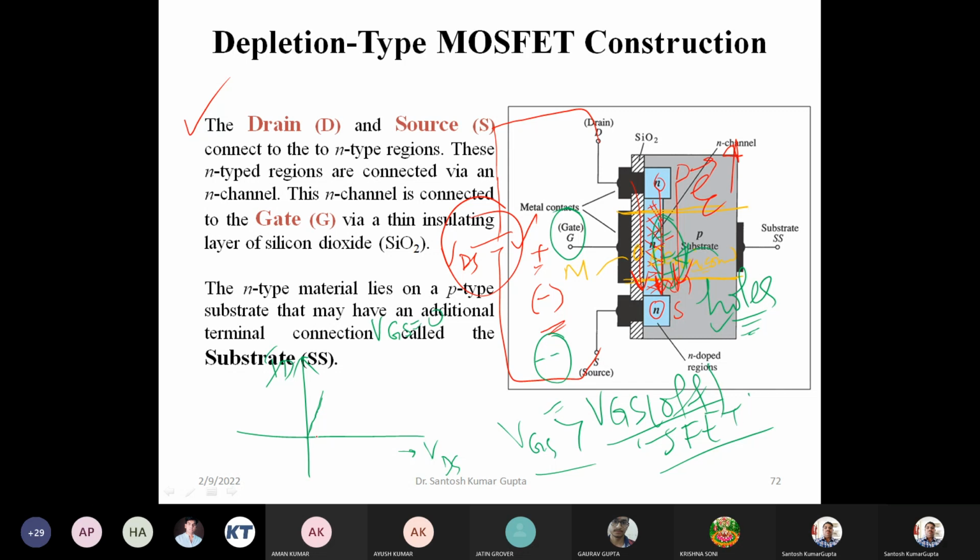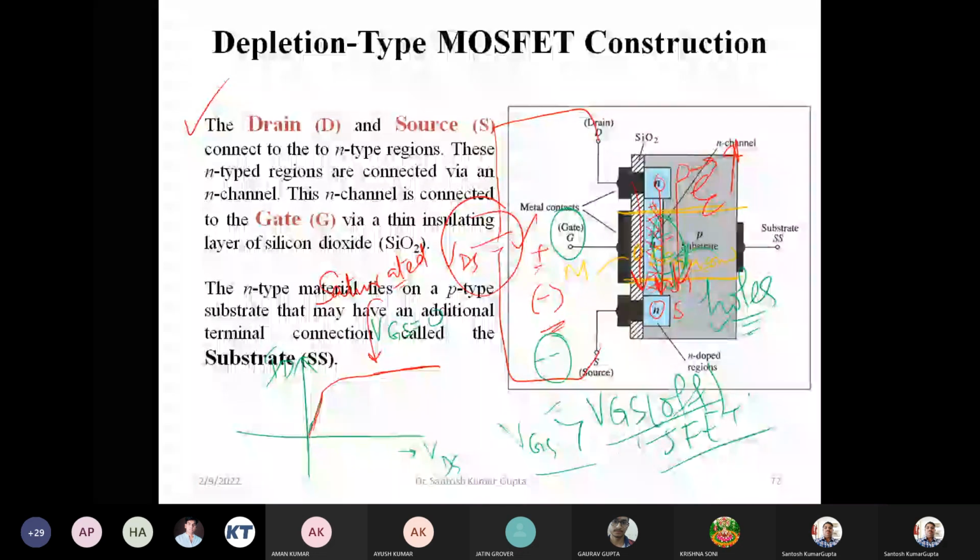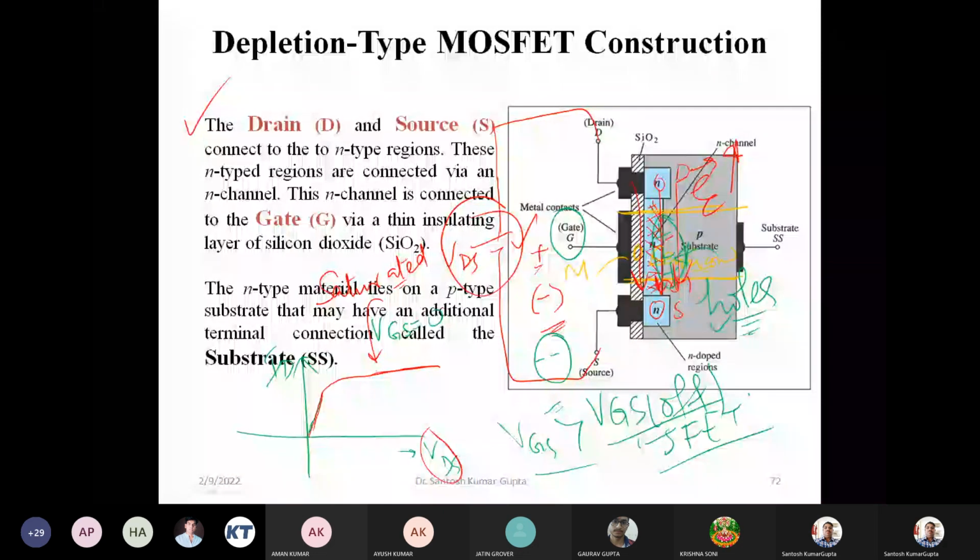So current is going to increase as VDS is increased, and for a particular VDS, what happens? There is no more change in the current. So the current becomes almost saturated for a particular value of the VDS voltage. So this is for VGS equal to say 0.